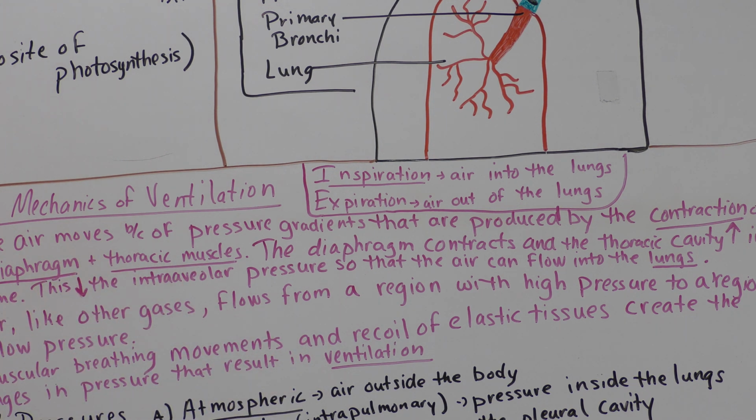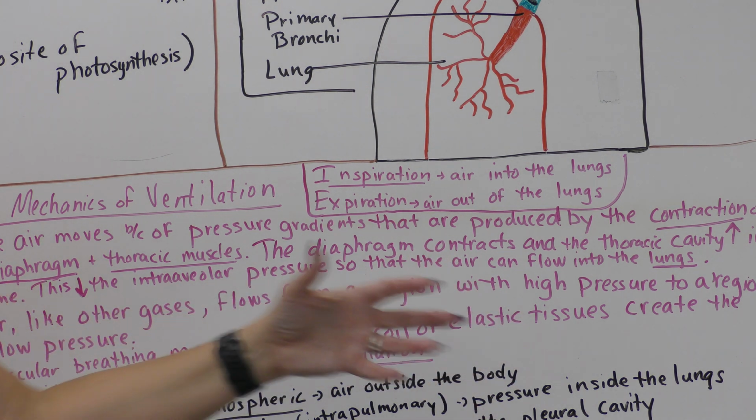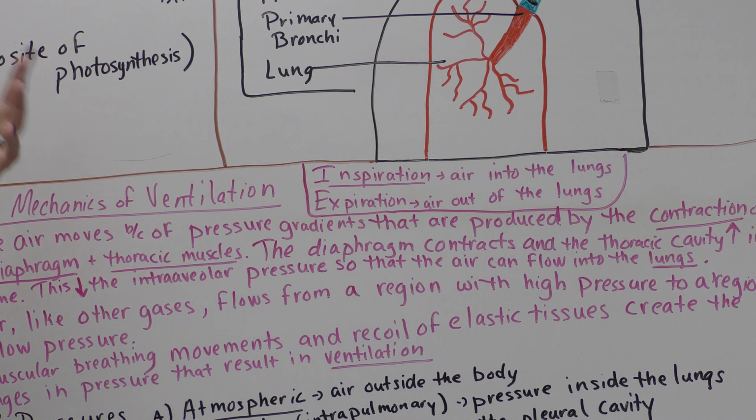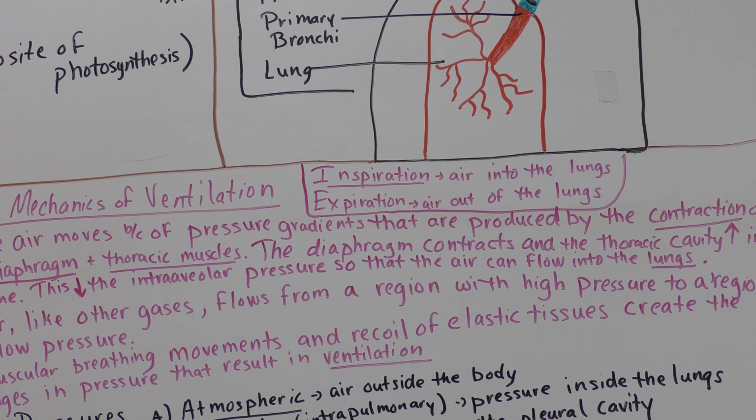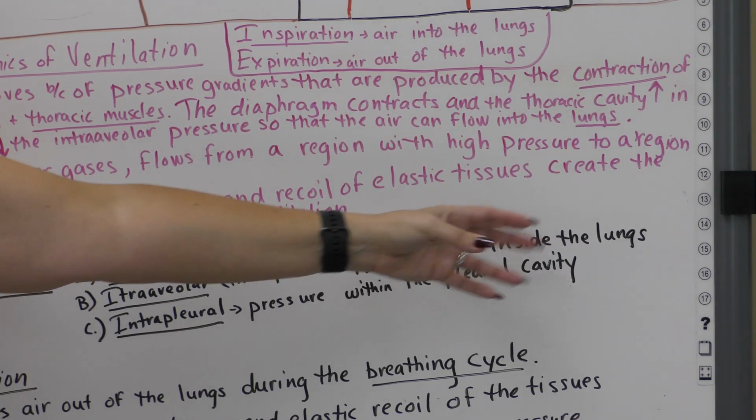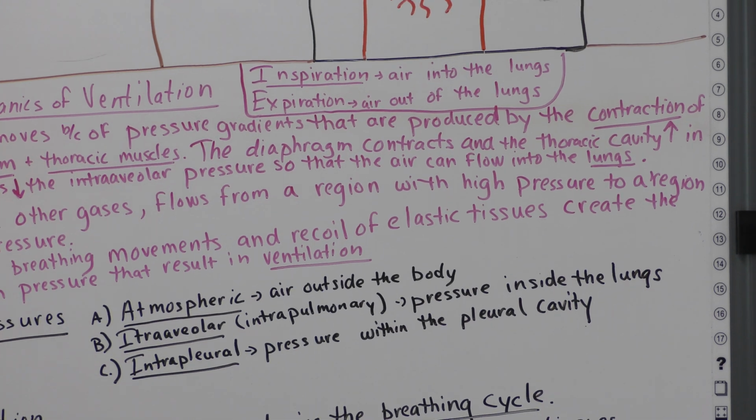Molecules like to move from areas of high concentration to areas of low concentration. That's a simple process of diffusion. When you talk about osmosis, that occurs over a semi-permeable membrane. Well, this occurs in your lungs. We have all of these air molecules, and they move from high concentration to low concentration. And then we get the recoil, these elastic tissues, and they change that pressure.